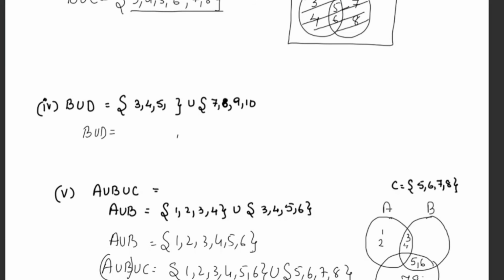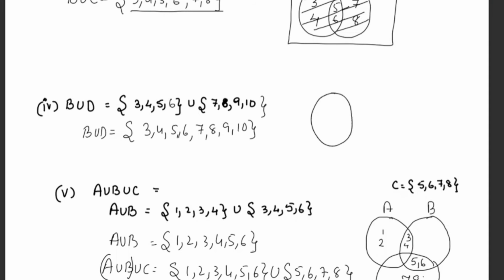Next, B union D. B here is, okay, this is 6 over here. Is it anything common? No. 3 4 5 6 7 8 9 10. So draw the Venn diagram. B union D. Nothing is common, but the whole set, all the numbers are your answer. Don't write anything at this point because nothing is common. But still the answer is 3 4 5 6 here, and 7 8 9 10. So shading comes for full.